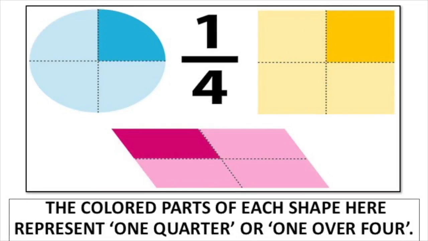Now, how about this one? Not 1/3 anymore. What do we have? 1/4. You see? Each shape now has four different parts. So that's the denominator. And each colored part represents how many parts? One. So we can say the colored parts of each shape here represent 1/4.